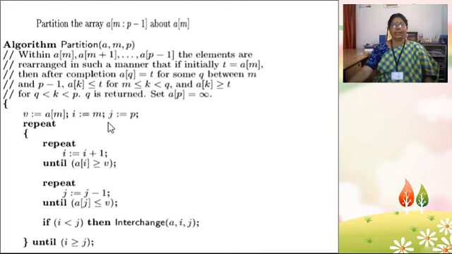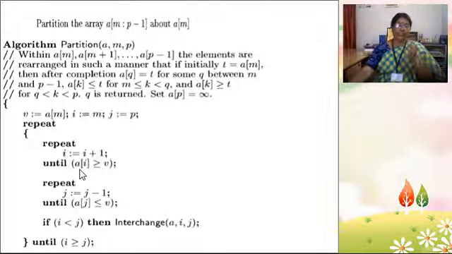So in quicksort, the first task is to find the partitioning element. So here we assume V is equal to A of M, that is the first element. We use 2 pointers I and J. I points to the first element and J points to the last element. Here the left pointer is I, the right pointer is J.